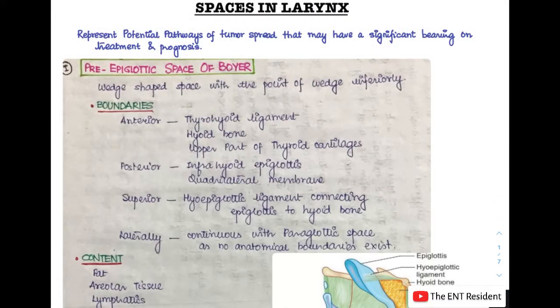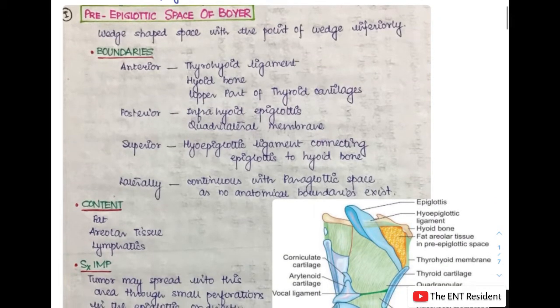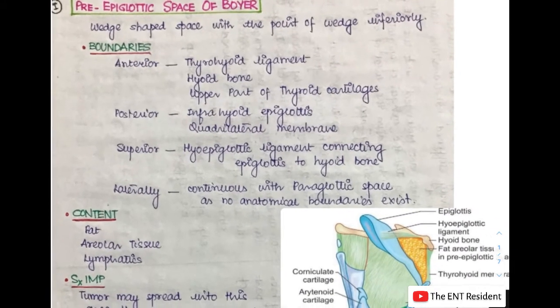So today the first topic I'll start with are the spaces in larynx. Now these spaces, there are three very important spaces that we'll be discussing over here. What do these spaces represent? They represent potential pathways of tumor spread that may have a significant bearing on treatment and prognosis. So this is basically, all these spaces are important from the point of view of tumor spread. So the first space we will be speaking about is the pre-epiglottic space of Boyer.